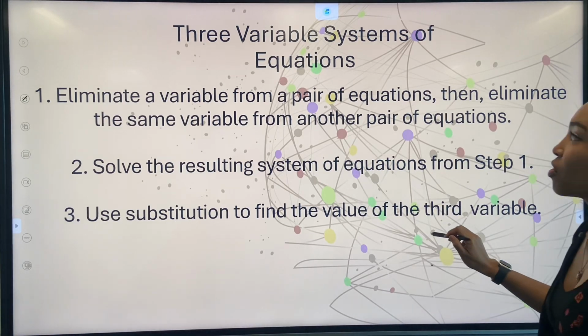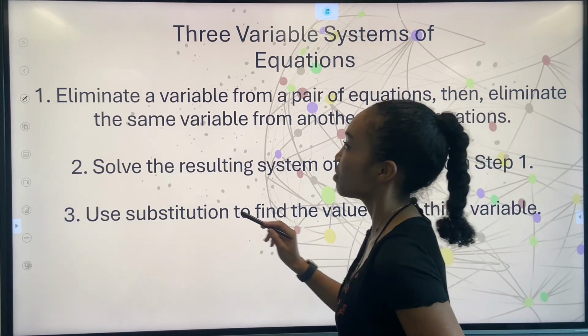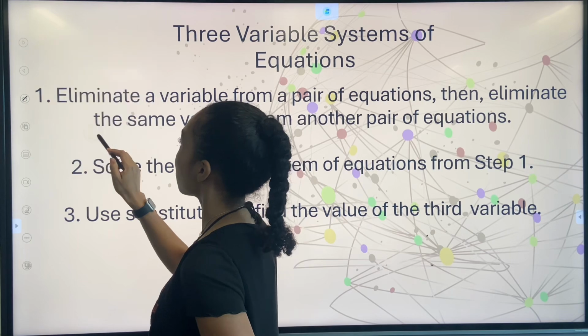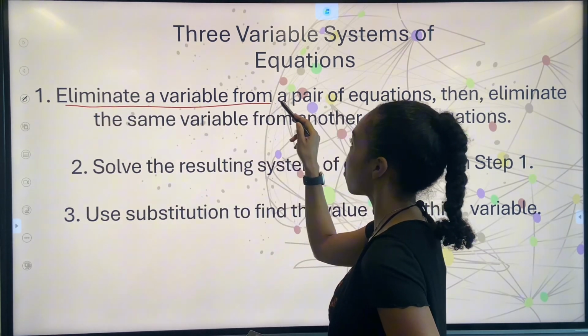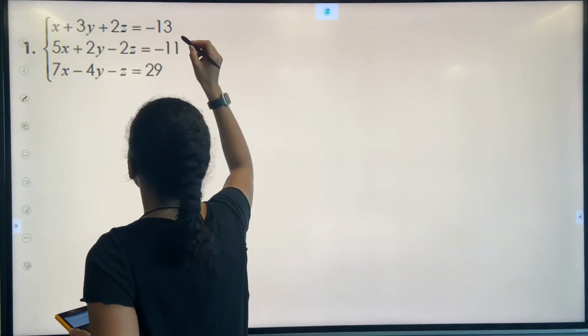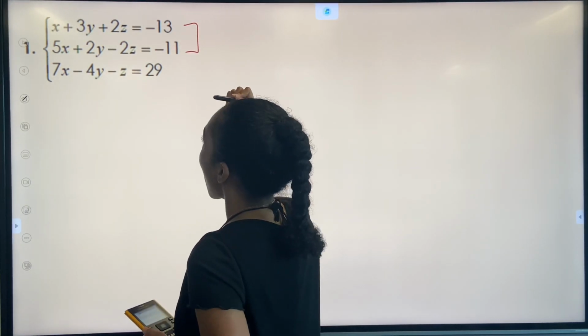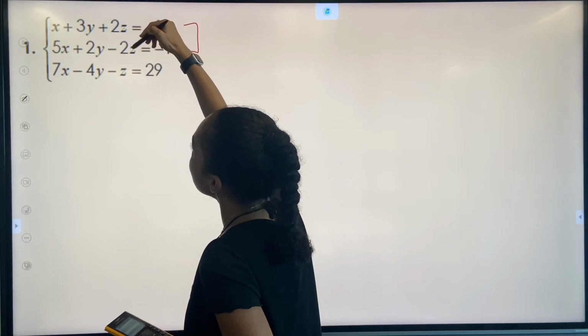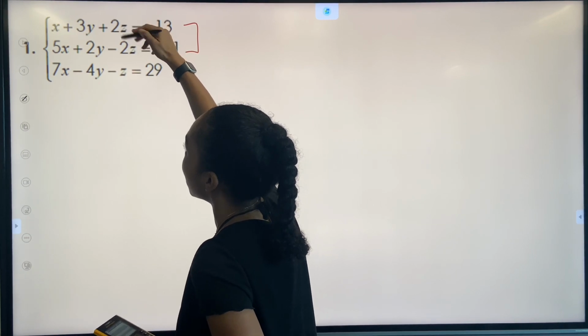We're going to solve a three variable system of equations. The very first step is to eliminate a variable from a pair of equations. Let's just do that first. So here's a pair of equations. I'm going to eliminate the z's because that's the easiest to eliminate.